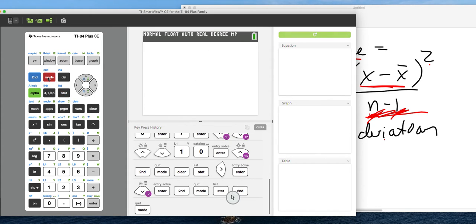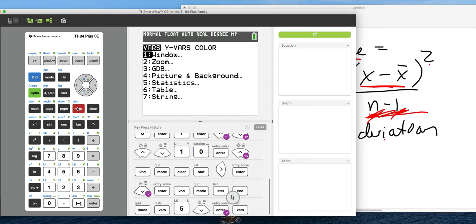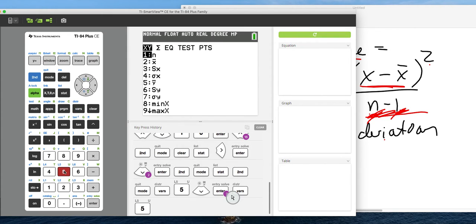Vars, number 5. So if you remember, we got an X bar. If I hit enter here, you'll remember that X bar was 7.5. And sure enough, there it is, 7.5. So anytime I run 1-Var Stats, it's going to save all those values into statistics, and they're all right here.